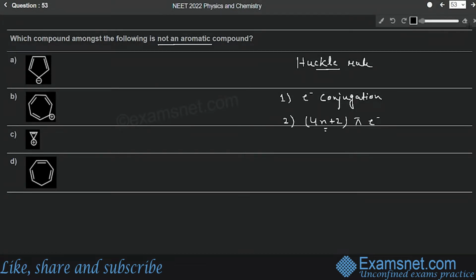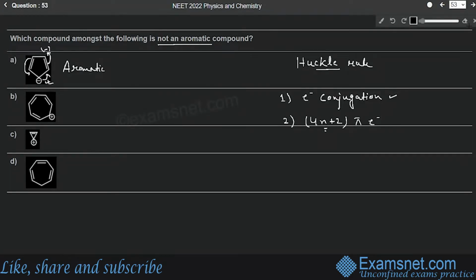Okay. So now let's talk about the first condition, that means electrons should be in conjugation. So let's see in the given options if the electrons are in conjugation. So in the first one you can see this is an electron. Okay. So this electron will move towards this, then this electron will move here, right? Again this will move from here. So there is electron conjugation in this case. So it is an aromatic compound, right?